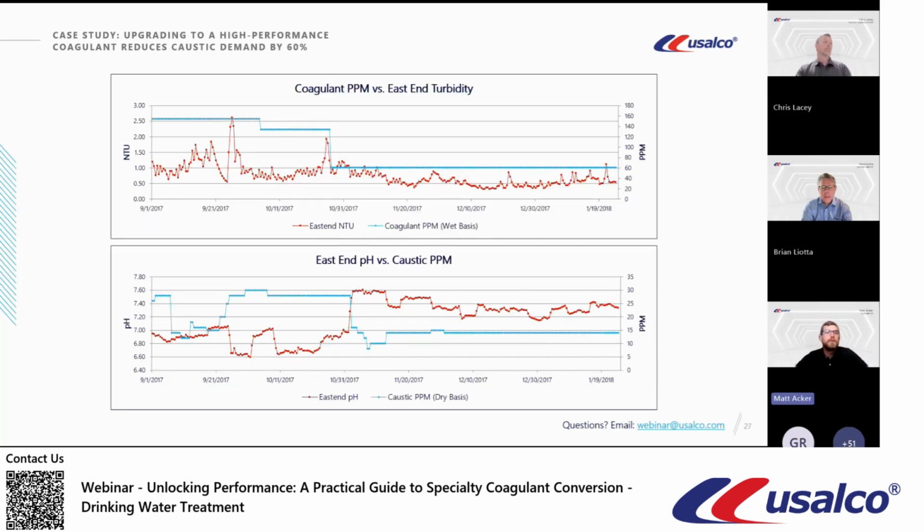So then this is real data from the trial. As we can see, we were able to, as I mentioned in the jar test, reduce the coagulant feed by 55%.